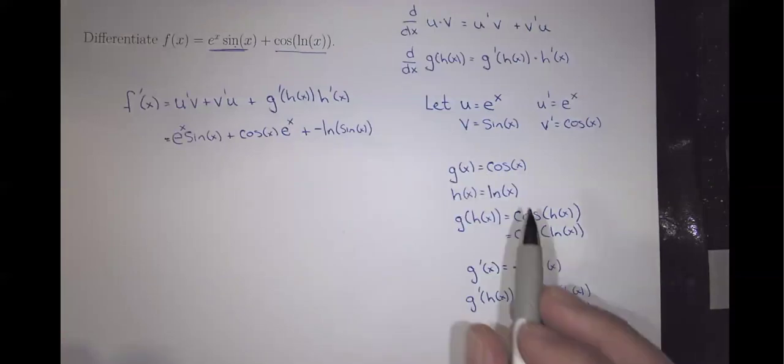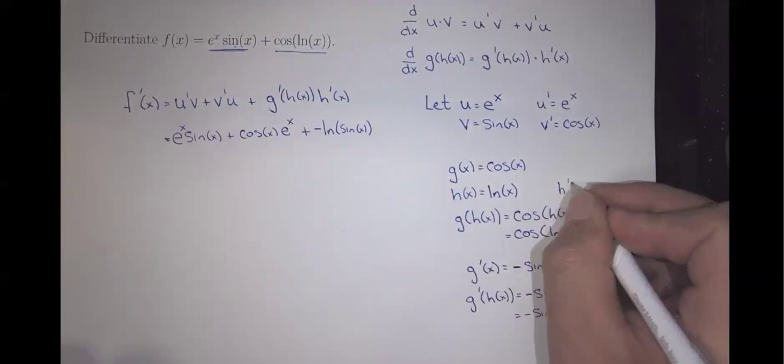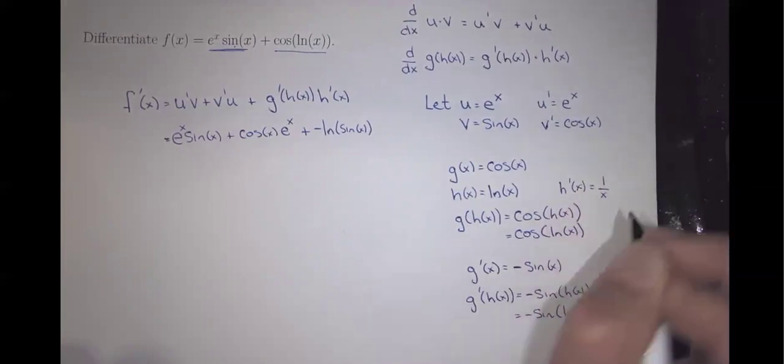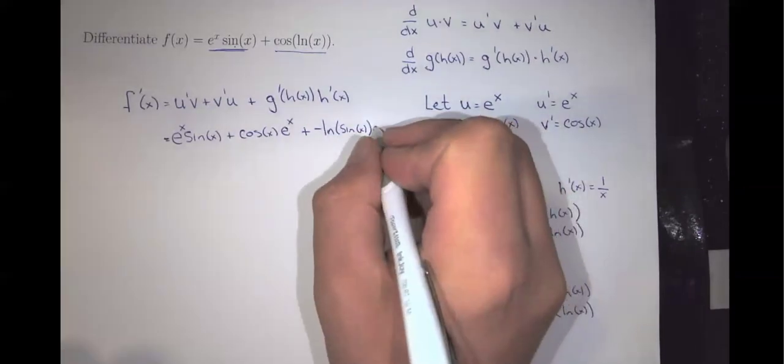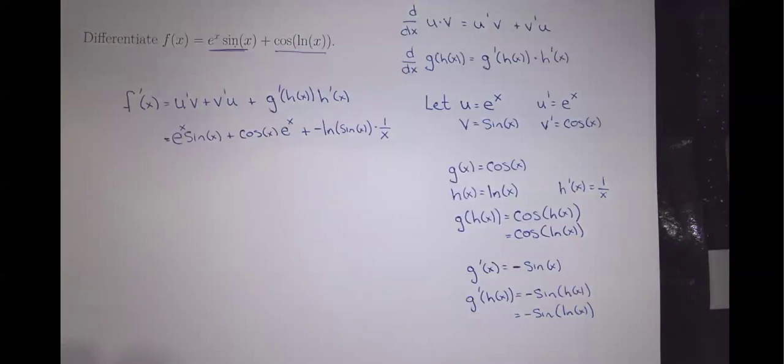And h prime of x, we know h of x is natural log of x, which means h prime of x has to be 1 over x, times 1 over x. And that's your final answer.